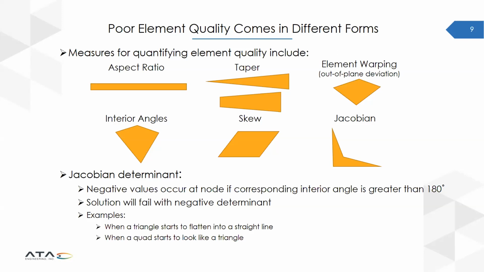An example of a negative Jacobian determinant is when you have a square that starts to look more like a triangle. So that's what's pictured here in the lower right, when it starts to fold in over itself. Another example would be if you have a triangle and it starts looking more like a straight line.